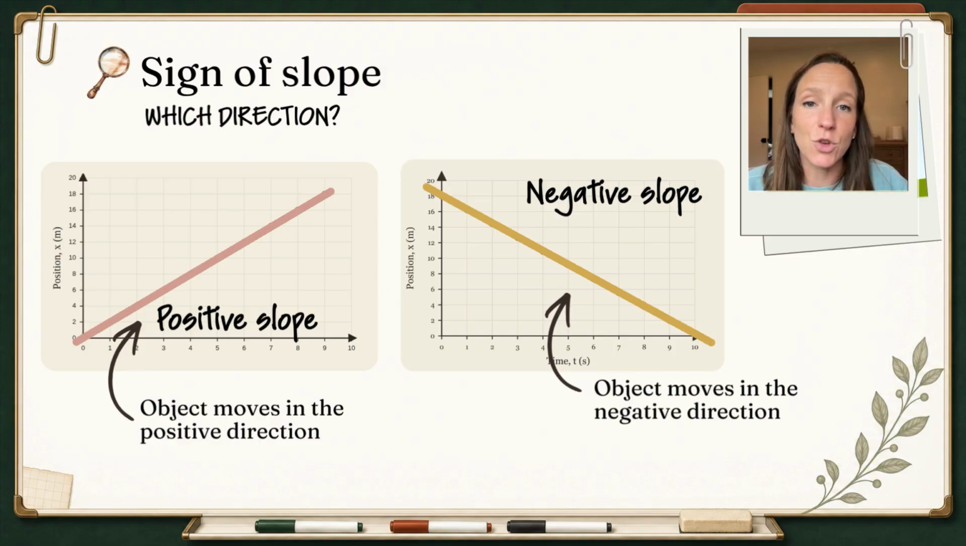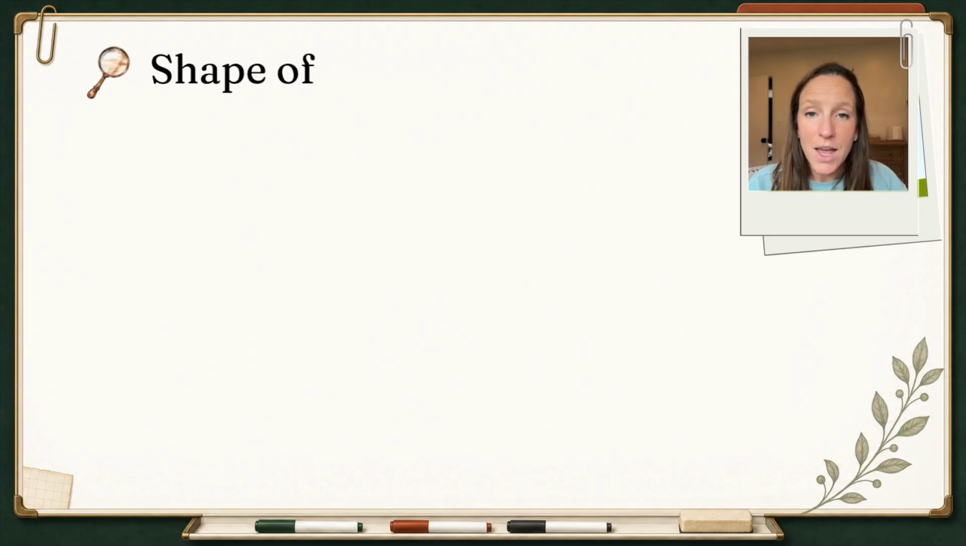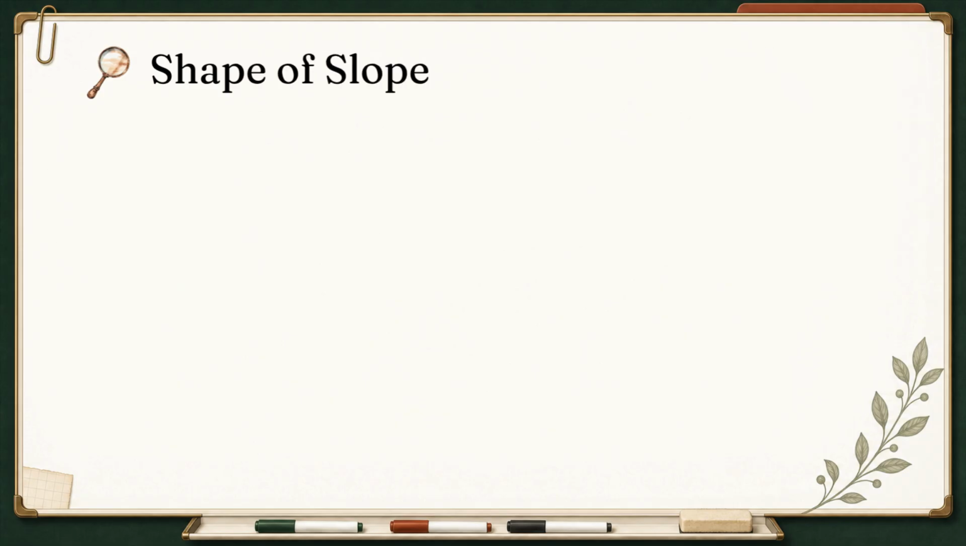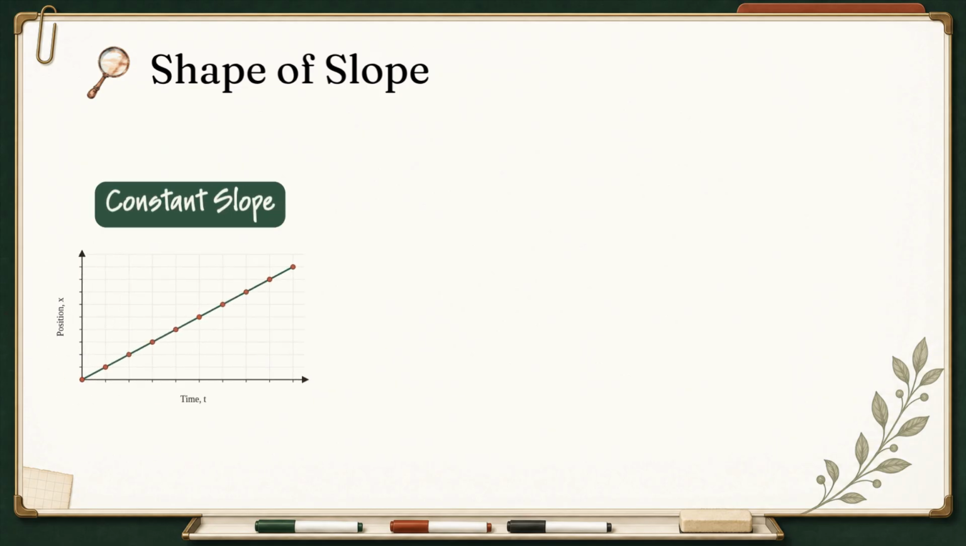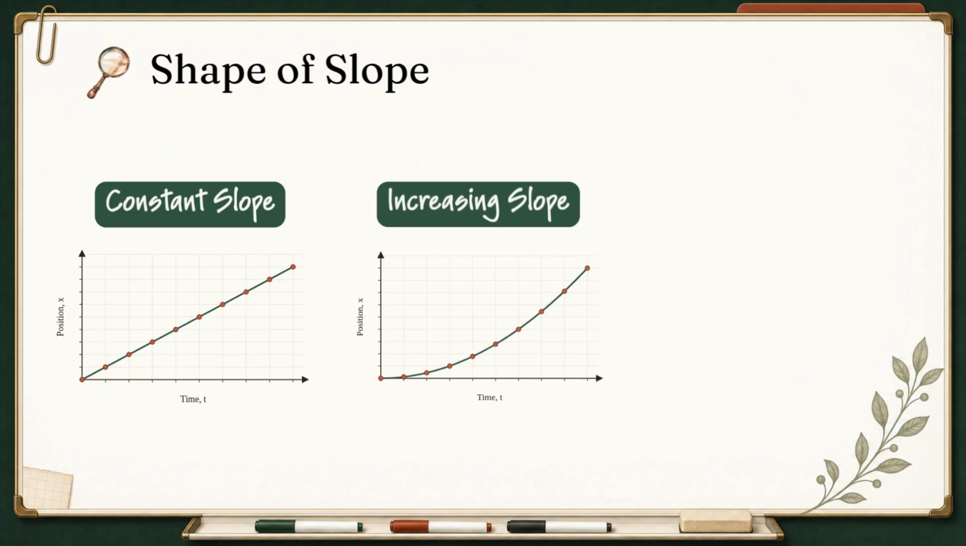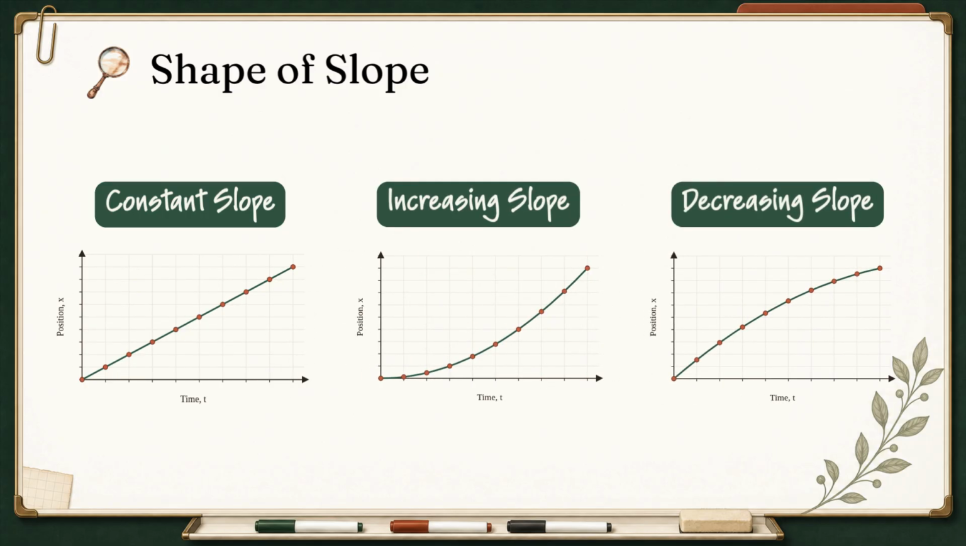That's what's really going to tell you the direction of motion, the sign of the slope. Another thing that the slope is going to tell you, if we look at the shape of the slope, is whether we have a constant slope, so more like a straight line situation, or we have an increasing slope or a decreasing slope. Those different shapes are going to indicate whether the object is moving at a constant velocity or if it's speeding up or slowing down.